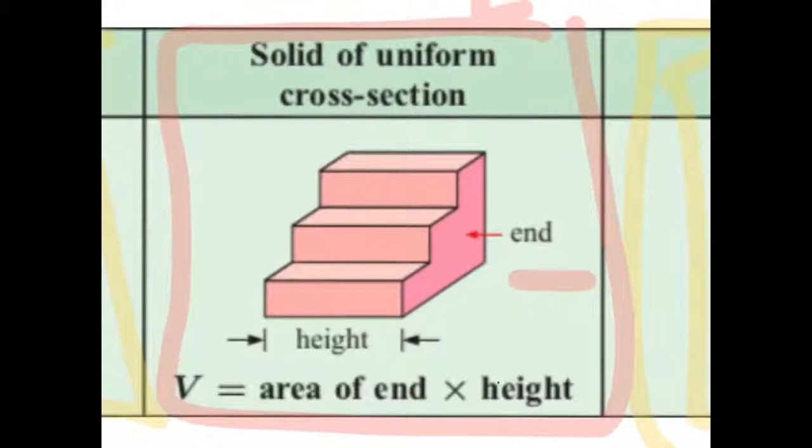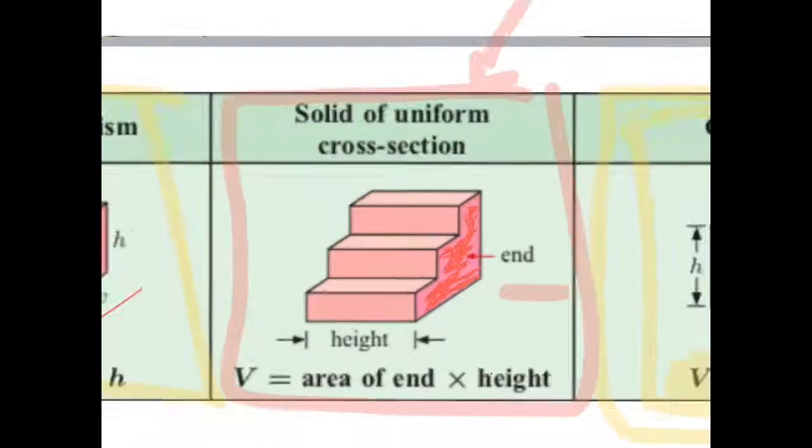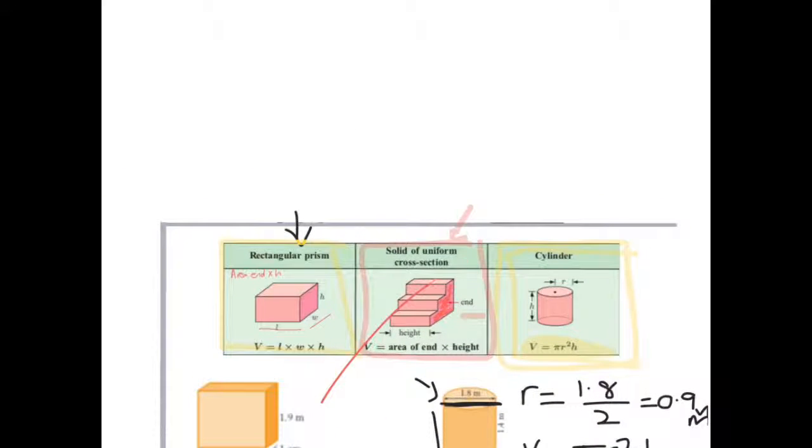This formula always works. If you've got the area of the end of it, so the area of this bit, which is uniform or the same when you cut up the rest of the shape, all you have to do is multiply that area by the height. Now sometimes you won't be given the area of that, but you might be able to work out the area of that. And so we'll do an example of one of those questions.